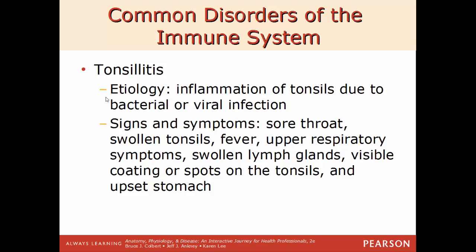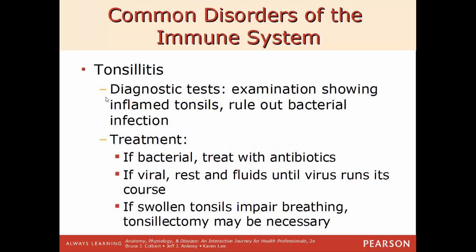Tonsillitis, etiology: inflammation of the tonsils due to a bacterial or a viral infection. Signs and symptoms: sore throat, swollen tonsils, fever, swollen lymph glands, a visible coating or visible spots on the tonsils, and also upset stomach. Diagnostic test: an exam showing the inflamed tonsils, and need to be able to rule out bacterial infection. Treatments: if it's a bacterial infection, treat with antibiotics. If it's viral, rest and fluids until the virus will eventually run its course and go away. If the swollen tonsils are impairing the breathing, then tonsillectomy may be necessary.